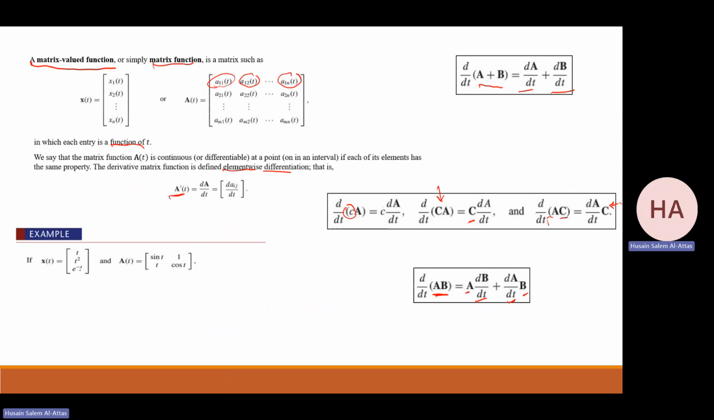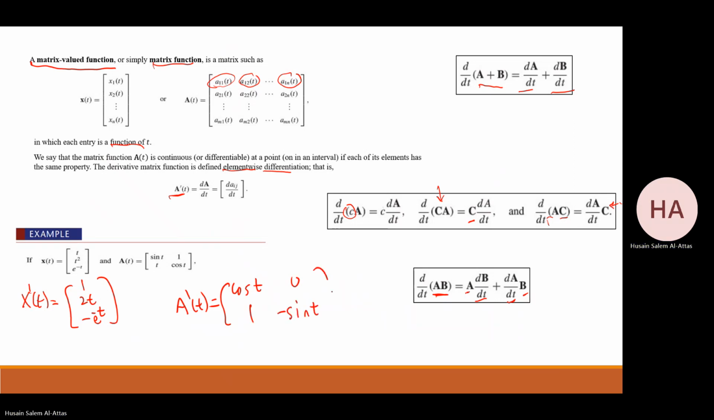If this is x of t, a vector or a matrix, what will be x prime? You just do the derivative of the terms. Derivative of t is 1, t squared is 2t, minus e to the minus t. What will be A prime of t for this function? That will be cosine t, 0, 1, minus sine t.